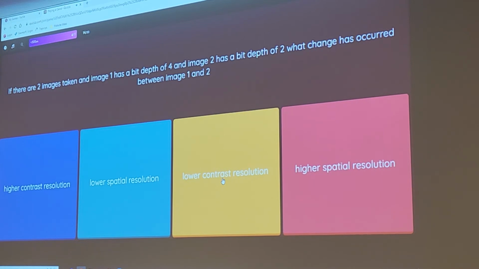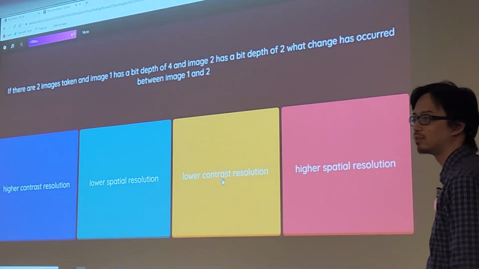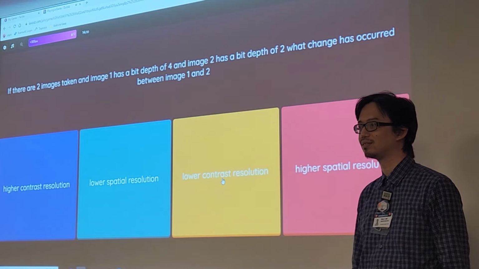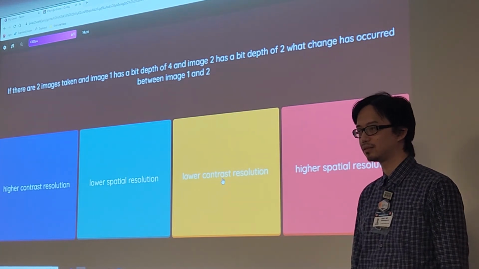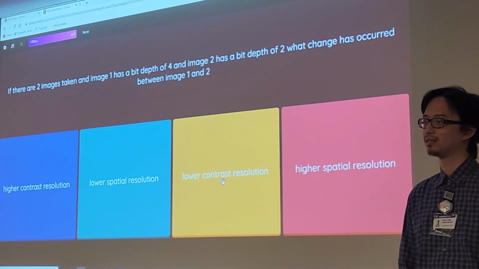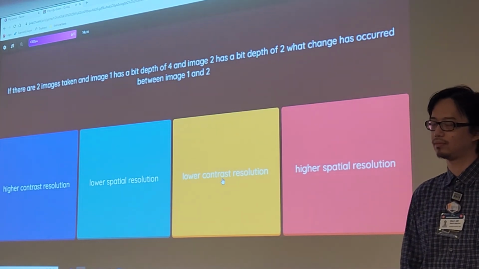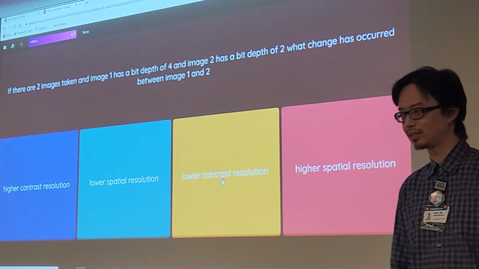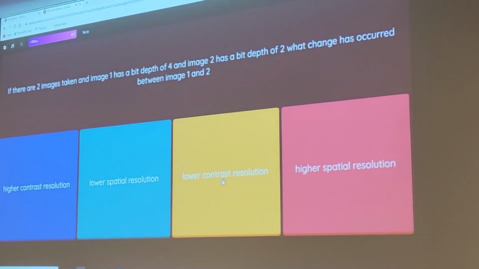I'm so lost. Can I share something? Yeah, go ahead. So basically, lower bit depth, higher contrast, lower contrast resolution, correct? Yes, that's correct. Higher bit depth, higher contrast resolution, lower contrast, correct? Yes. Thank you. You got it.